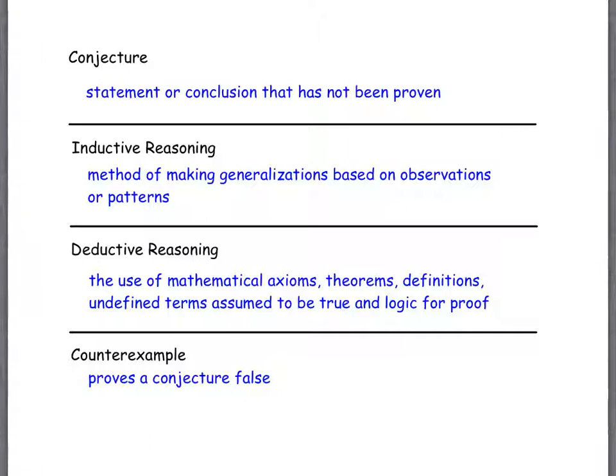Deductive reasoning is the other way around. Deductive reasoning usually takes something like mathematical axioms, theorems, definitions, or undefined terms, and uses them to prove something else. So anytime you're given an equation and you're told, now figure out what y is when you're given this x value, that's using deductive reasoning. I'm going to show you how we're going to use it in a minute, and it'll start to make a little bit more sense. And the last thing here is counterexample. A counterexample is an example that proves that something's false. It's simply an example showing that something doesn't work.